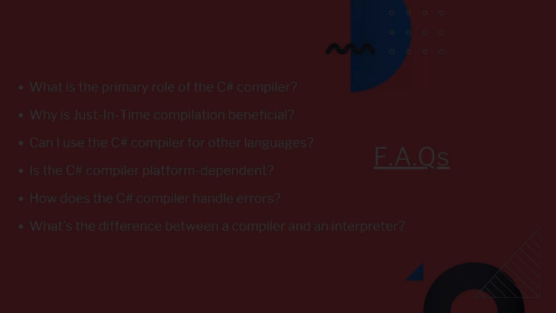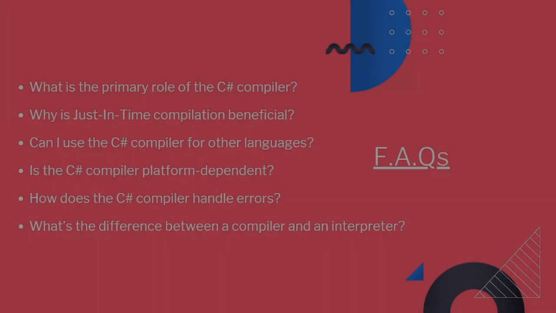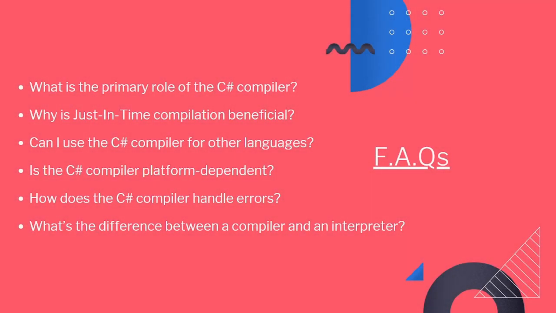Okay, now here are some FAQs for listeners. What is the primary role of the C# compiler? The main role of the C# compiler is to translate high-level C# code into machine-readable format. Why is just-in-time compilation beneficial? JIT compilation translates code as and when required, ensuring faster and more efficient execution. Can I use the C# compiler for other languages? No, the C# compiler is specifically designed for the C# language.